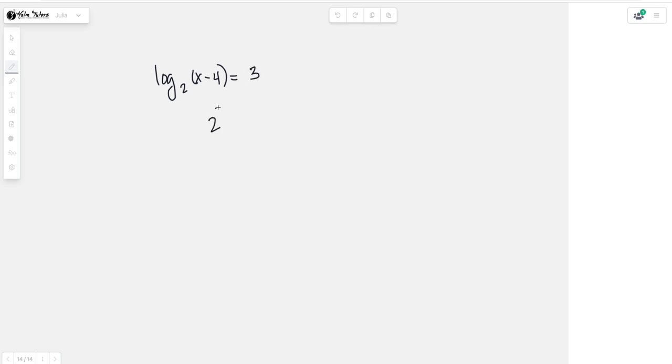How does this turn into 2 to the third is equal to x minus 4? It's okay. Remember, logarithms are translated into exponentials. For example, when I ask you log base 2 of 8 is equal to what? What's your answer? Look up at the board. How would you answer that? Log base 2 of 8.